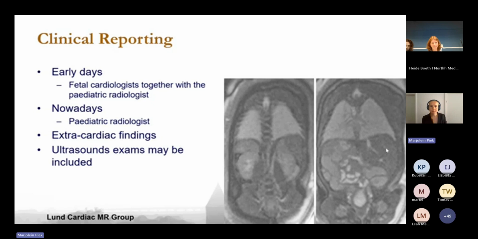Clinical reporting. In the beginning, it was the fetal cardiologist with the pediatric radiologist together, to form a mutual language in reporting. Currently, it is the pediatric radiologist reporting. And reporting is also performed on extra cardiac findings, and that can be seen in the images towards the right. We can see changes in the vertebrae on the left and intestines on the right, and this raises suspicion of other malformations. And we will include this in the decision-making process. And sometimes the ultrasound exams may be included in reporting if needed for clarity.